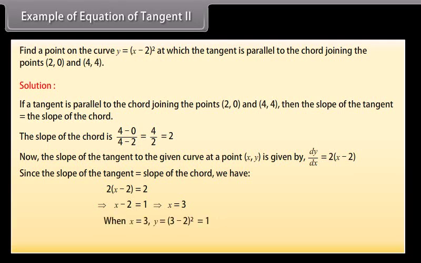When x = 3, y = (3 minus 2)^2 = 1. Hence, the required point is (3, 1).